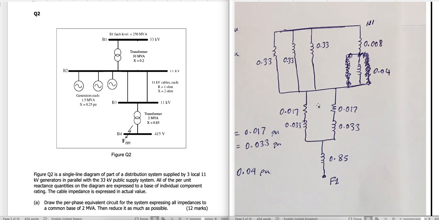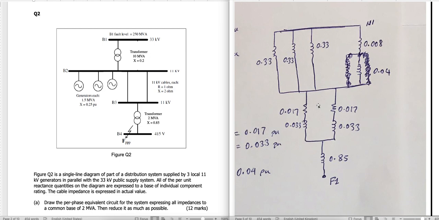So this is the reactance diagram. To be more precise, this is actually an impedance diagram, because based on the data we had, we also model resistances here. That's why in the question they say equivalent circuit system expressing all impedances. So we are expressing also impedances. We are including the resistances. Later, for the fault calculations, we remove the resistances because we just need reactance.